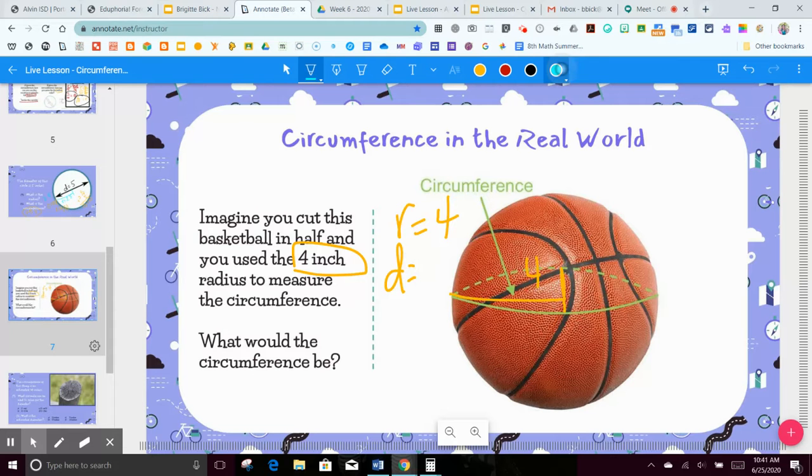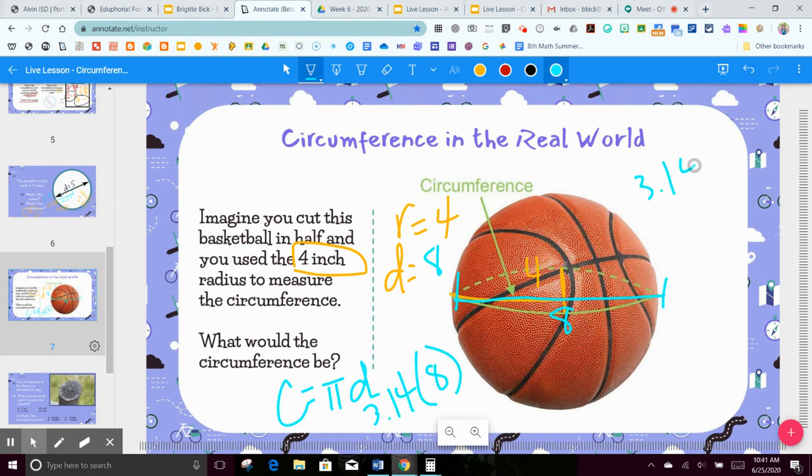So if I go the full way across to find my diameter, I need to multiply 4 by 2. So my diameter is 8. Okay, so what's the circumference? Well, C equals pi times diameter, and that is going to be on your formula chart, at least for a while. I think when you get to algebra, it falls off. We know in this case, our pi is 3.14, and our diameter is 8. We're going to go ahead and multiply that out.